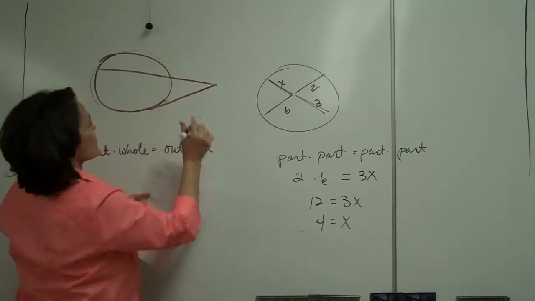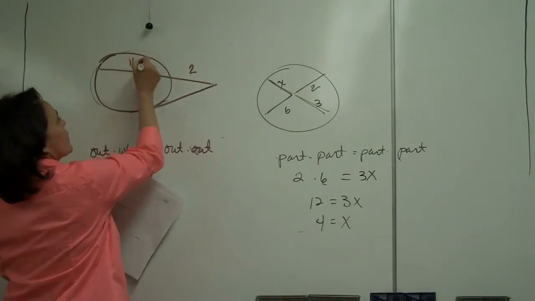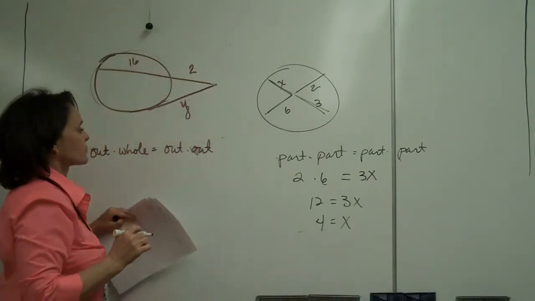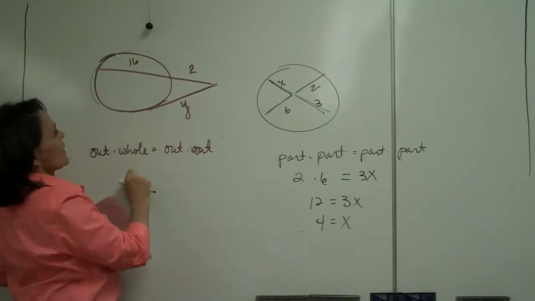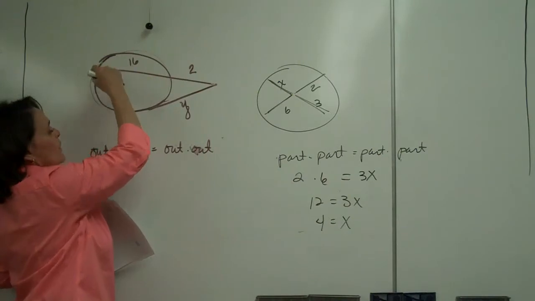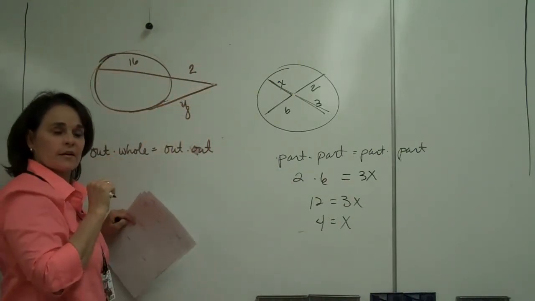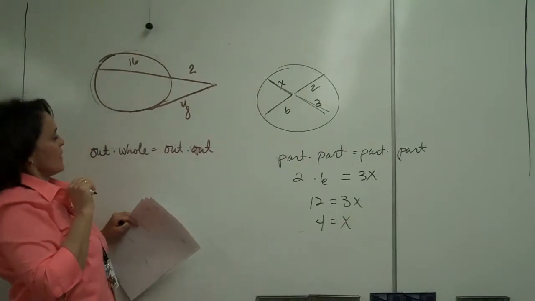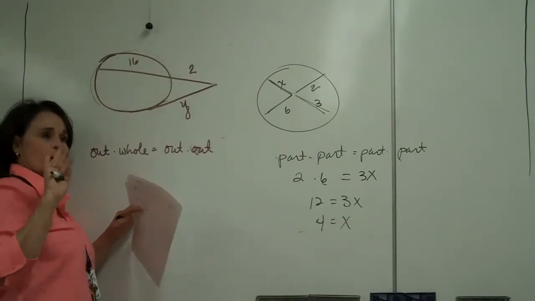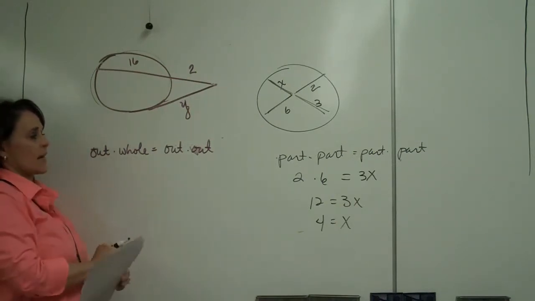So let's put numbers in this. Let's say that this part was 2 and that this part was 16 and we were looking for y. So what we would say is that out times whole is equal to out times out. Okay? Now then, I'm going to give you a second, and I'll put on some background music while you focus and you think of what that equation is going to look like.